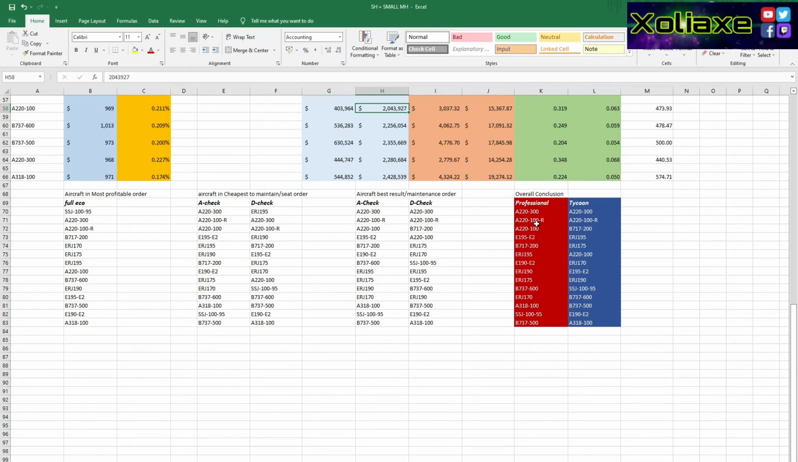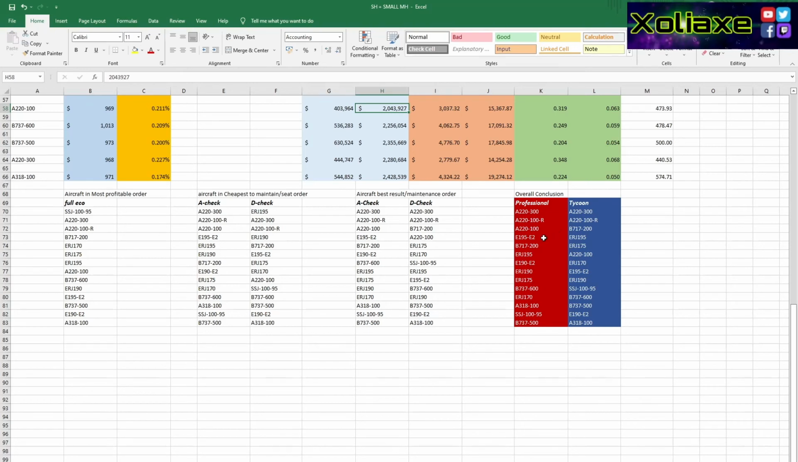And then the A220-100R is again a go-to. Yeah, the A220-100R is a brilliant aircraft just because of the fact that it can land anywhere. Category 1 landing capability. The only downside obviously is it can take slightly fewer passengers, if you have the extra cargo added to it.